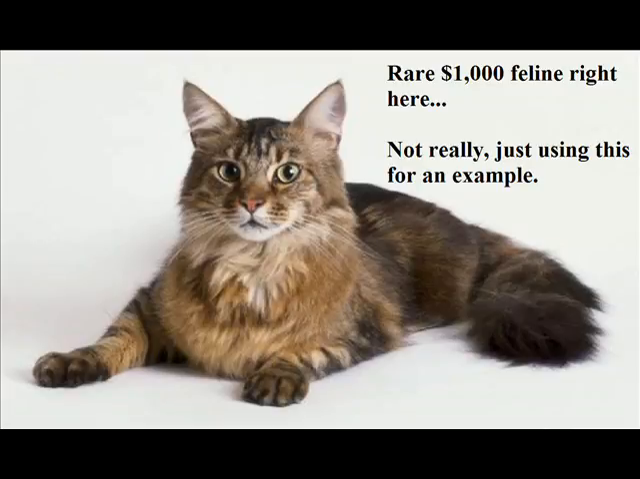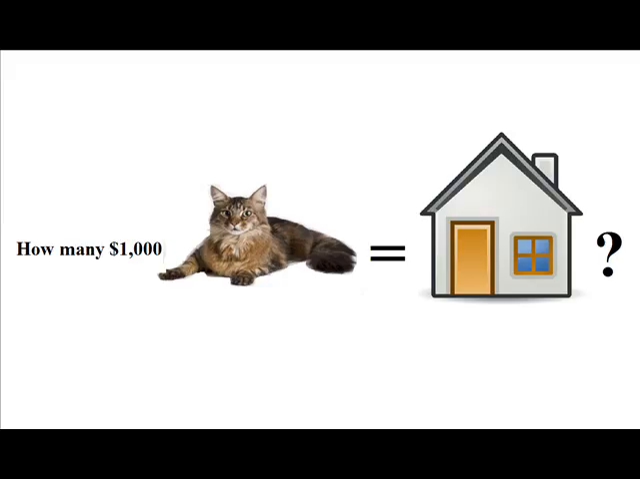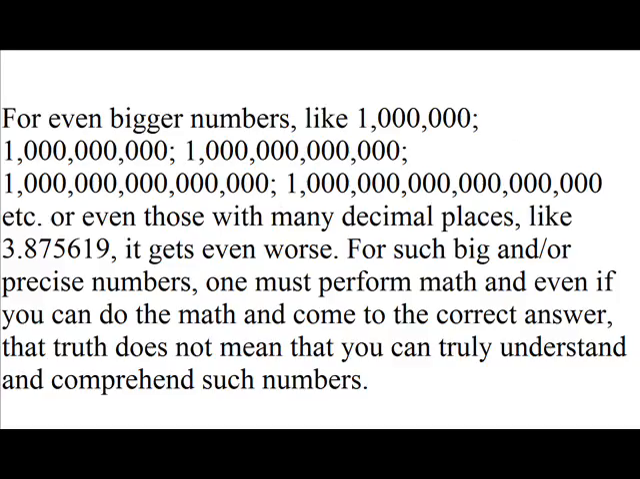But how is that relevant to a house's cost? How many rare cats is a house worth? For even bigger numbers like million, billion, trillion, quadrillion, quintillion, etc., or even those with many decimal places like 3.875619, it gets even worse. For such big and/or precise numbers, one must perform math, and even if you can do the math and come to the correct answer, that truth does not mean that you can truly understand and comprehend such numbers.